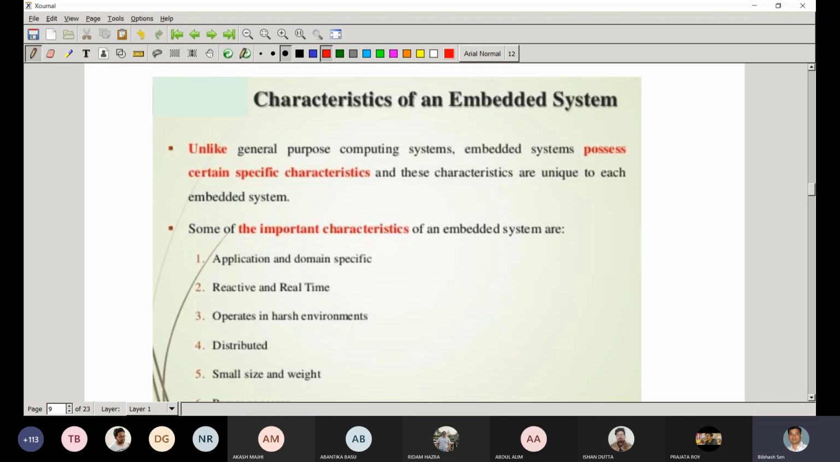One is reactive and real time applications. One is reactive, and another is that it should also be a real time application. Mostly embedded systems are reactive and real time applications. I will discuss more on reactive and real time applications. After that, operation in harsh environments, which is the IoT application most of the time.